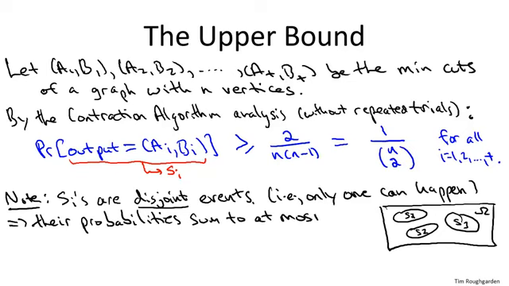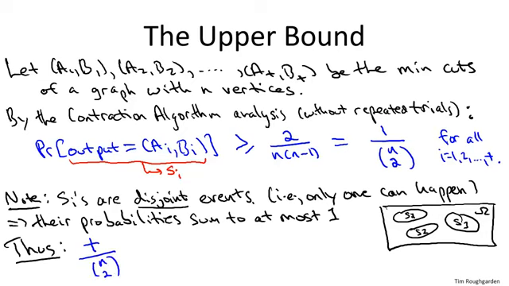we have that the sum of their probabilities, which we can lower bound by the number of different events, and remember there are t different min cuts for some parameter t. For each min cut (A_i, B_i), a lower bound on the probability that that gets spit out as output is 1 over n choose 2. So a lower bound on the sum of all of these probabilities is the number of them, t, times the probability lower bound, 1 over n choose 2. And this has got to be at most 1.